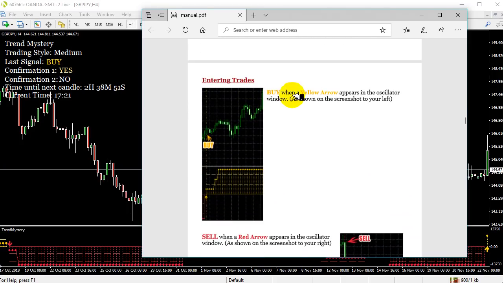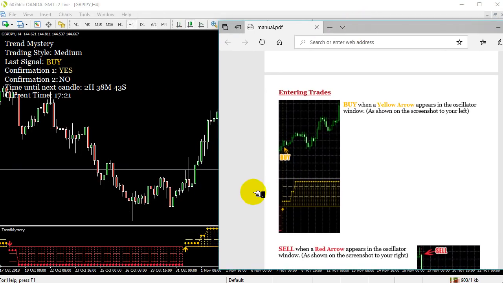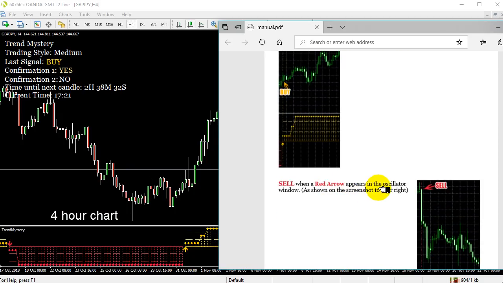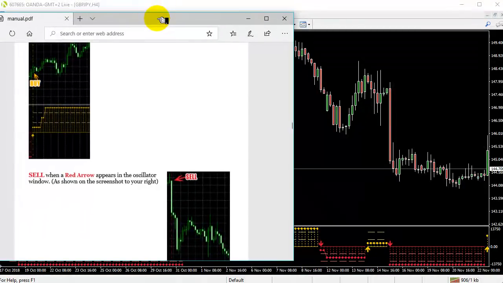Okay. Entering trades. You buy when a yellow arrow appears in the oscillator window as shown on the screenshot. You can see it right here. You can see that right here. And if we just look at the real chart, we can see one right here. And this is a trade that happened at the end of October, just at the end of October, right in here. All right. You sell when a red arrow appears in the oscillator window. And that's down here. And you can see one tucked over in this corner here. Let's see if I can move this out here. You see these over here. Sell, sell. Okay. This actually, we'll talk about this later.